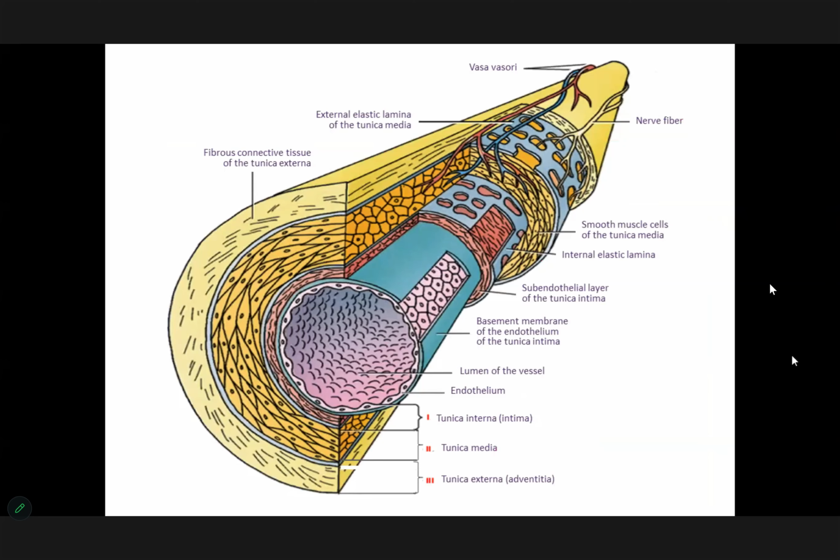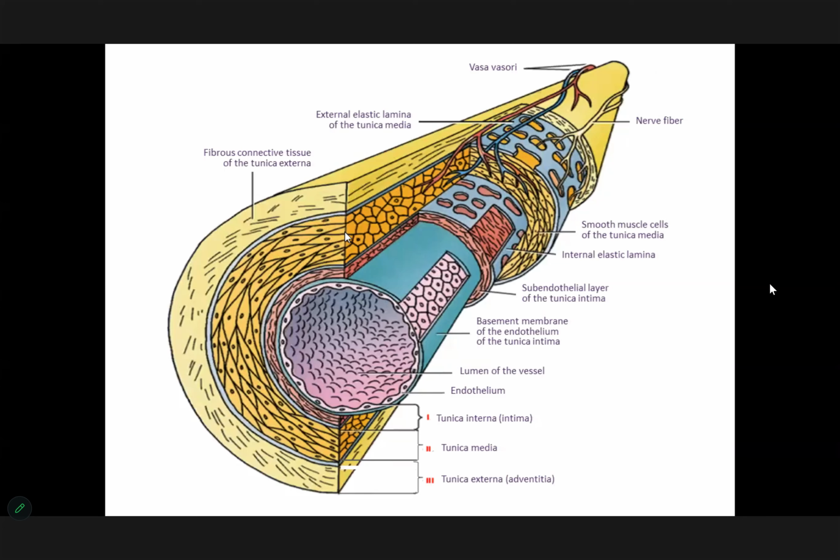This is the schematic drawing of the previously discussed structure of the blood vessel wall. So the innermost layer of flat cells is the endothelium. Endothelium lies upon its basement membrane, and under it we can see loose connective tissue and the internal elastic lamina. This is the intima. Next, the middle layer is called the tunica media.